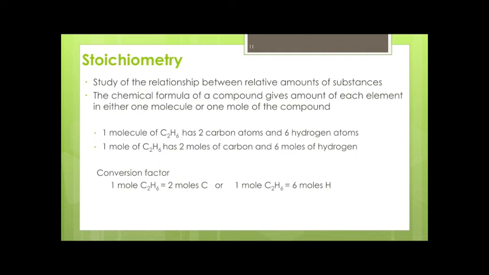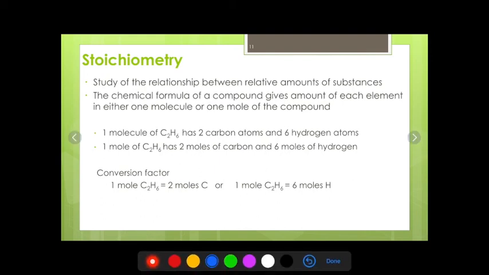So when we look at a compound, the formula tells us exactly how many atoms we have using the subscript. So here in our example it says C2H6. So we know that we have 2 carbon atoms and 6 hydrogen atoms, just by looking at the formula.